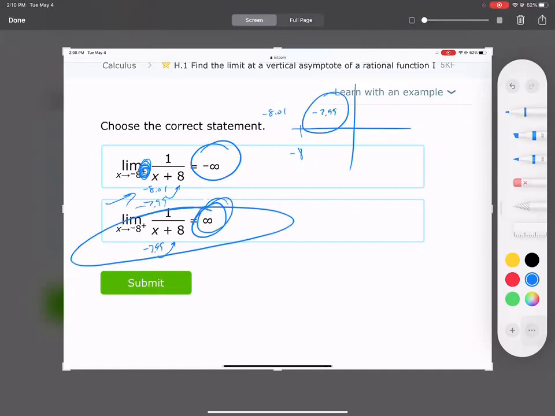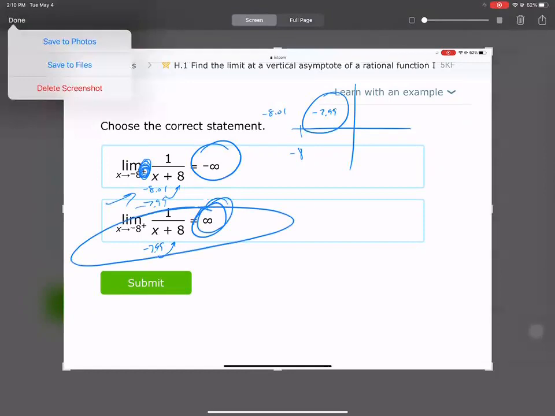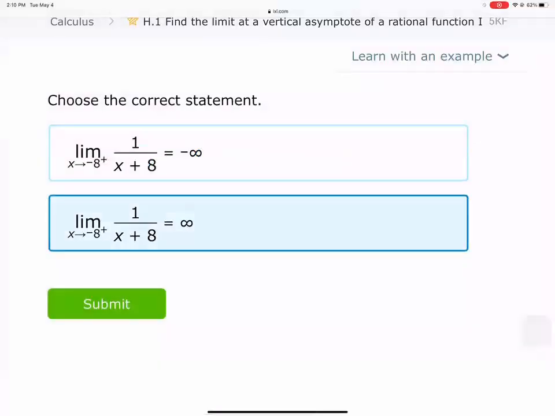Okay. Let's try it. I'm going to shoot off to positive infinity. See you later.